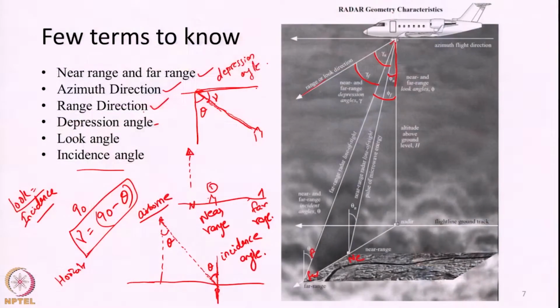Last class we defined a few terms like azimuth direction, range direction, near range, far range, depression angle, look angle and incidence angle. Basically, with respect to all these we will be defining our image acquisition characteristics, and based on these factors, the look angle and incidence angle, the terrain also will look different to us. We will see later that the properties of terrain that we acquire from radar images will change when we change this observation geometry.